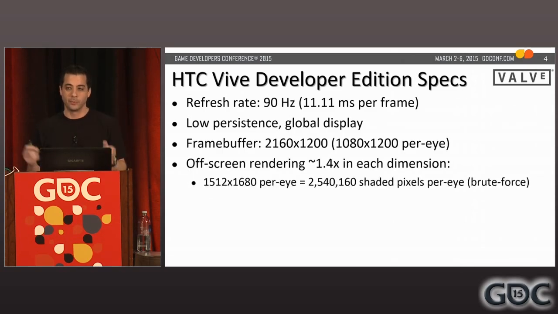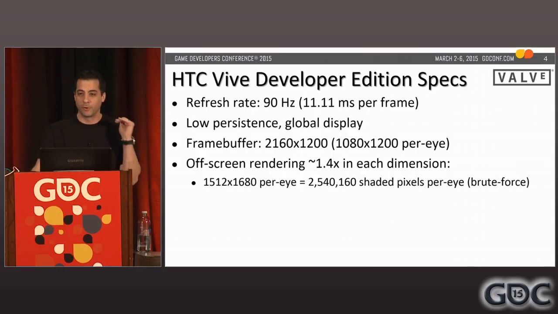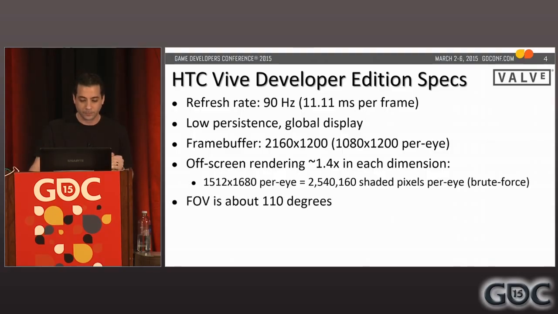But you're going to render to an off-screen render target slightly larger than that. You're going to render about 1.4x in each dimension larger. So if you scale 1080 by 1200 by 1.4, you get 1512 by 1680, okay? That's 2.5 million shaded pixels per eye. That's over 5 million pixels per frame at 90 hertz. And that's the brute force approach. We're going to talk about how to reduce that number a little later.